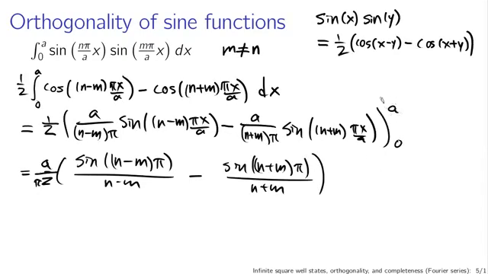This is evaluated at a, and if I evaluate it at 0, well, I get 0. Because if I substitute 0 in for x here, or 0 in for x here, the whole argument of sine is 0, and sine of 0 is 0. So this is our answer.